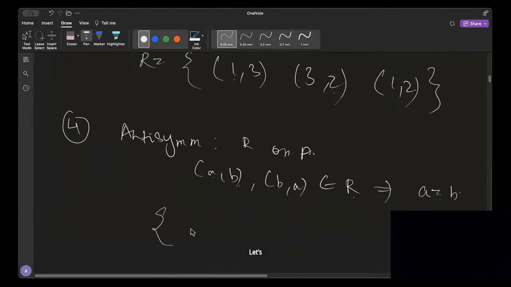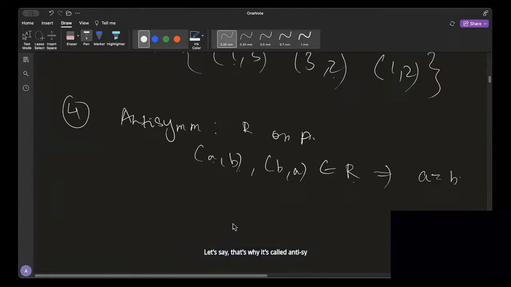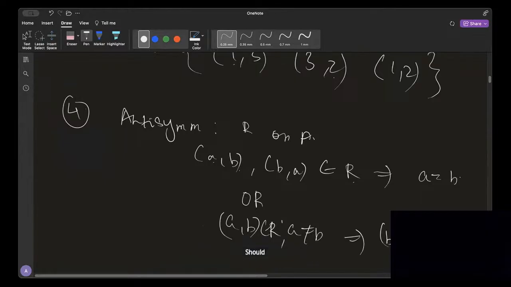Let's say you have (a, a) in the relation. That's why it's called anti-symmetry. That means if you have (a, b) and a and b are different, a not equal to b, in other words, you can phrase this as: if (a, b) is in R such that a and b are not equal, this means (b, a) should not be in R. Is that okay?